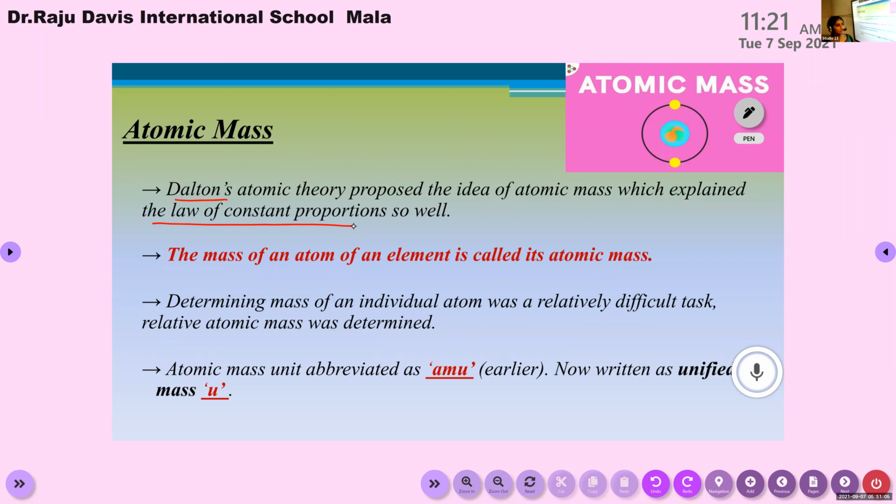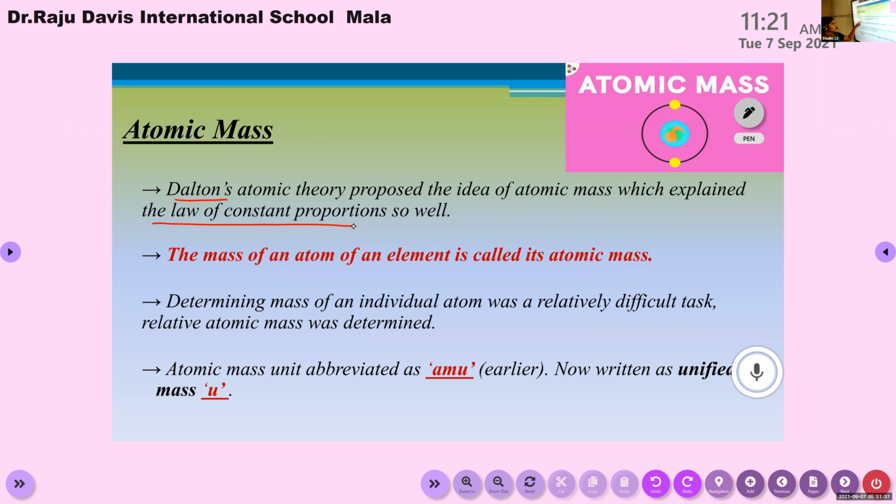Do you remember, children? Do you remember the law of constant proportion? Anyone, can you please state the law of constant proportion? Yes. In a chemical compound, elements are always combined in a definite proportion by mass, right?